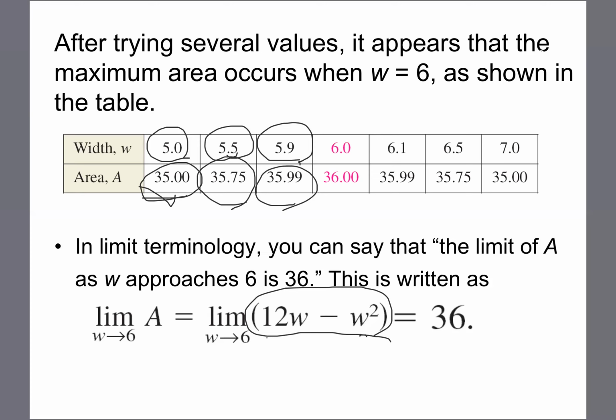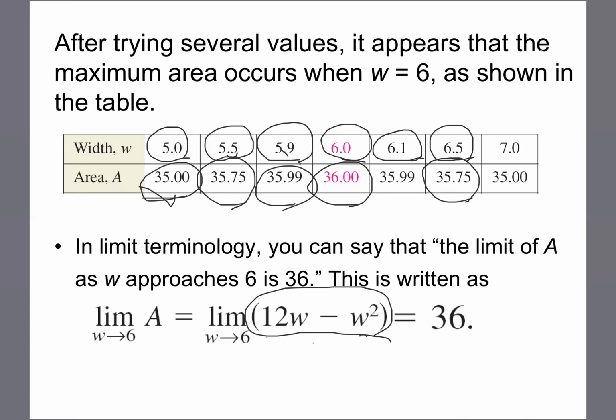We need to apply this value in our identified equation, the equation for the area. When we apply 6, the area becomes 36. And when we apply 6.1 for the W, it becomes 35.99. And also when we apply 6.5 for our W, then our total area becomes this one.